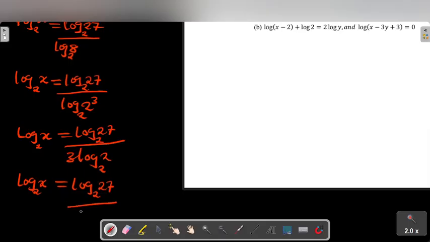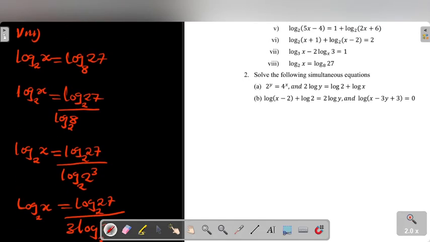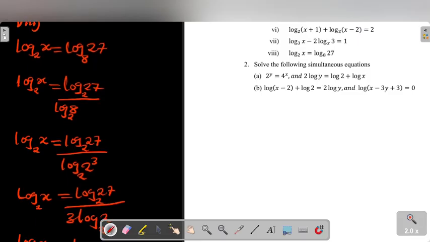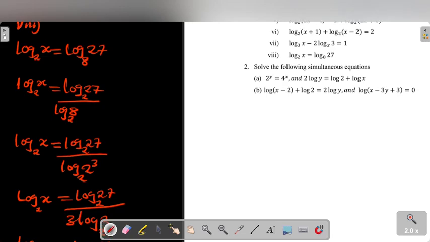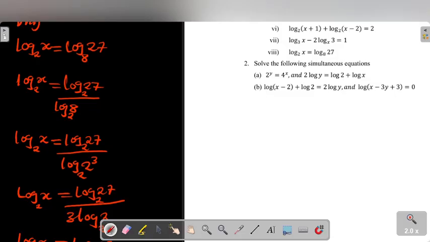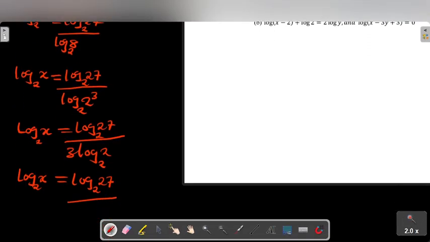Then by the power property, it will be a 3 there. So here we have 3 multiplied by log of 2 base 2, which is 1. That's what we have.